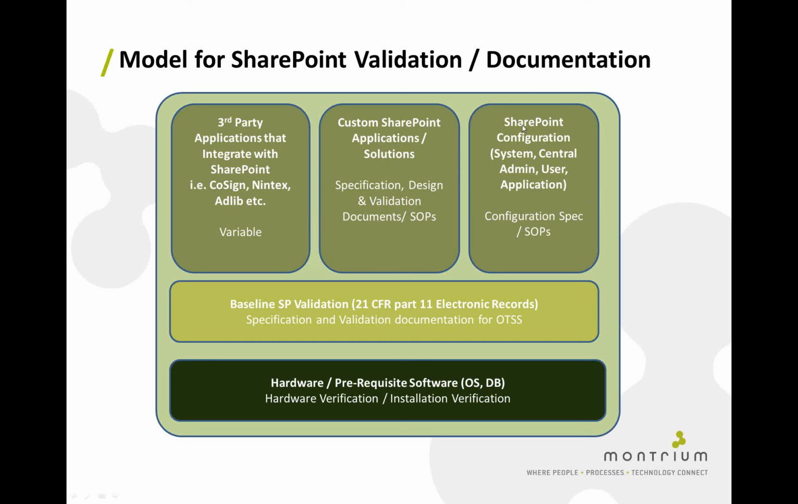And then finally we have our general SharePoint configuration. And this is really configuration at 4 different levels. So the system level, the central administration level, at the user level, and at the application level. And here we'll have a whole series of different configuration specification documents which clearly define how we've actually configured SharePoint at these different levels. And we'll look at some examples later on in the presentation. We also, of course, need to have SOPs here to be able to manage the actual configuration of the system and when we make changes to those configurations.